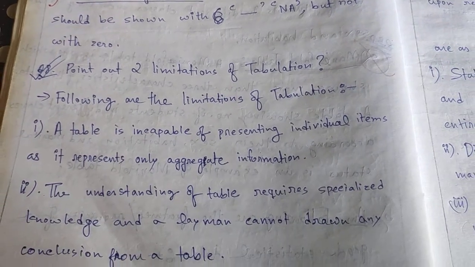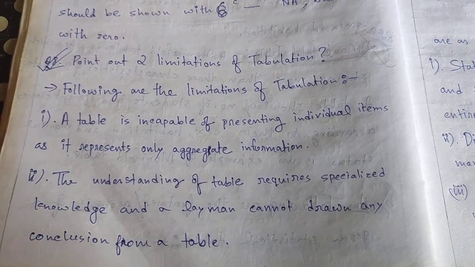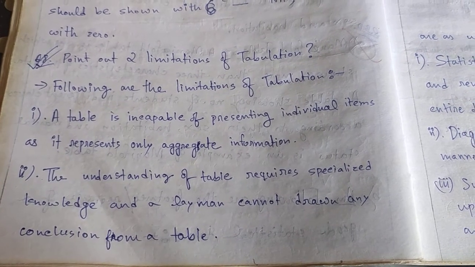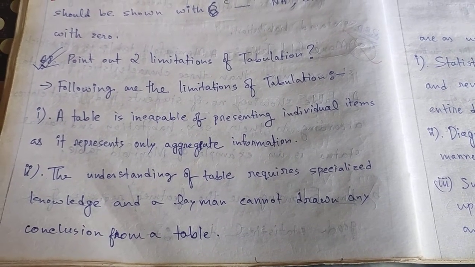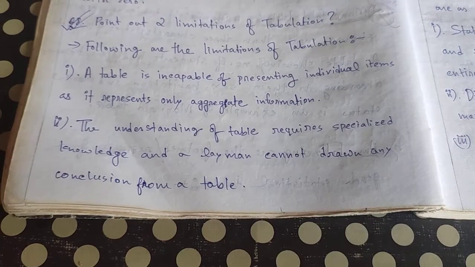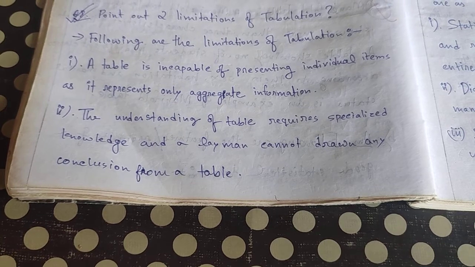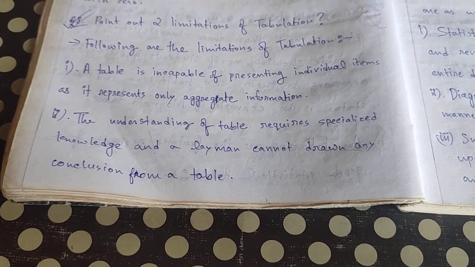Question number 8 দেখো. Point out two limitations of tabulation. Following are the two limitations of tabulation. Number 1, a table is incapable of presenting individual items as it represents only aggregate information. Number 2 দেখো. The understanding of table requires specialized knowledge and a layman cannot draw any conclusion from the table.